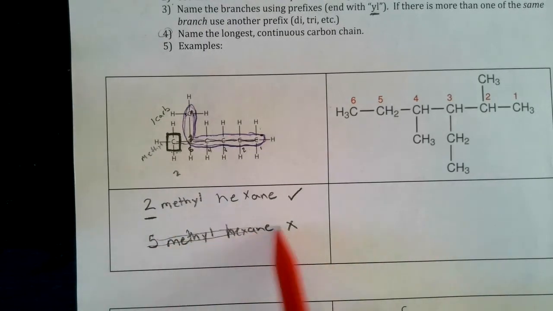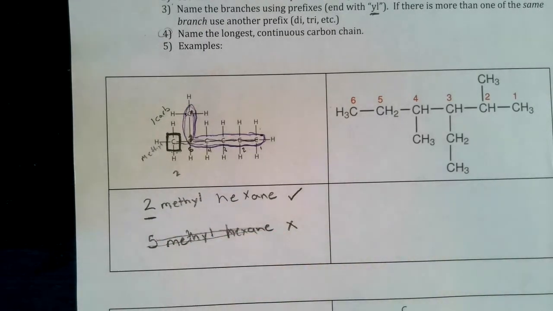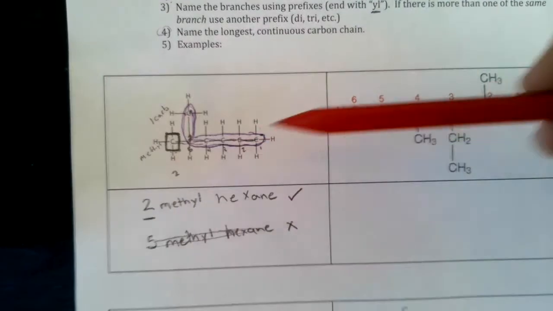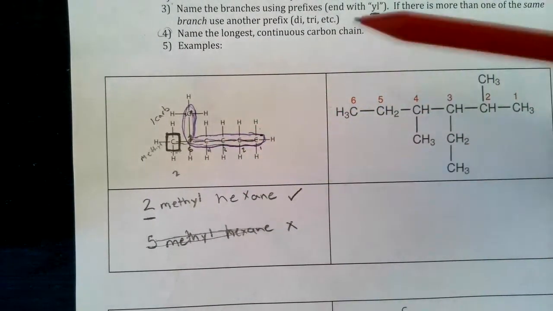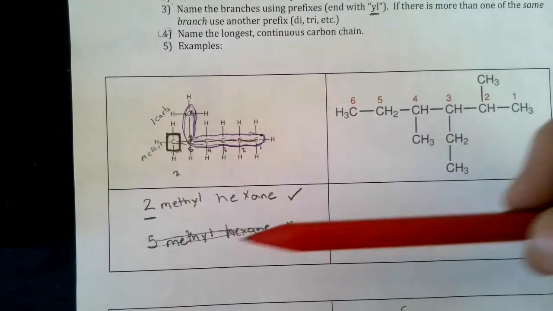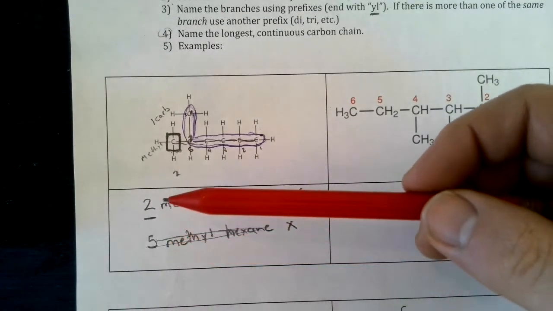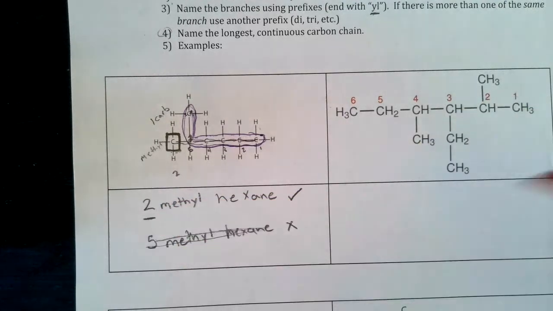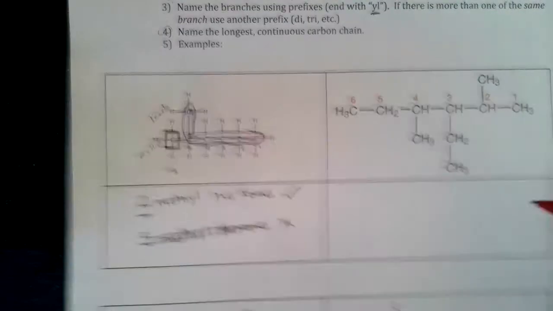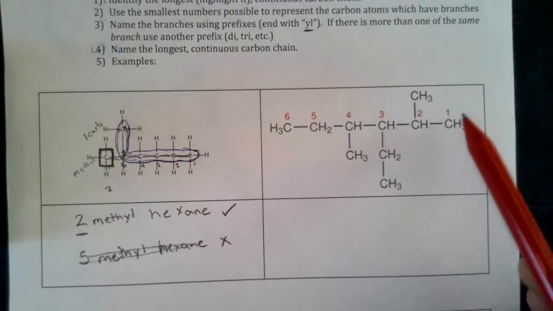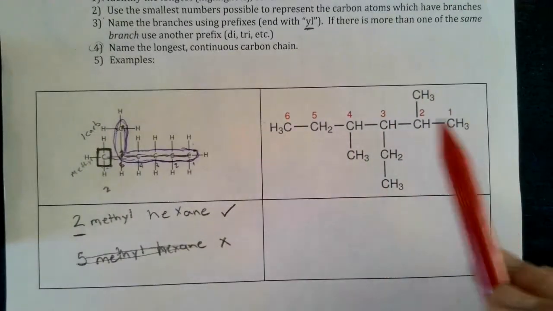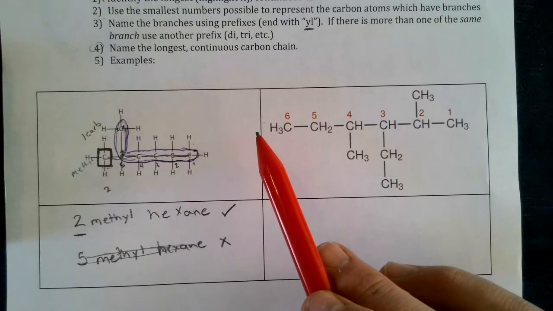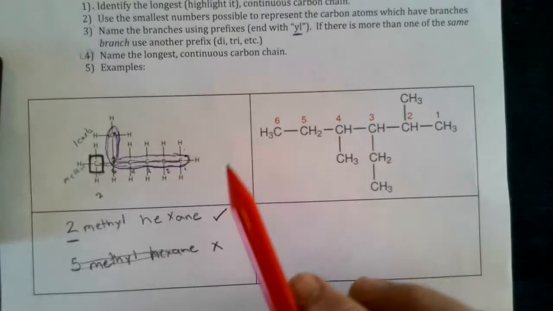So my suggestion, if you're unfamiliar or if you're having trouble with this later on, is to number it both ways, write out the names of both ways, and then you can just identify the correct way because it has the lowest number associated with it. So here's an example. Now in the example I already gave you, the numbering has to be going from right to left. And it's also identified the longest chain for us.